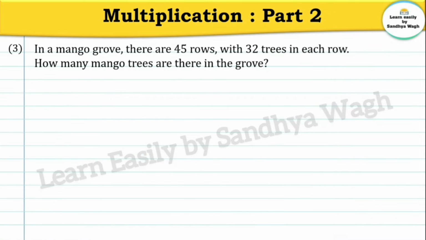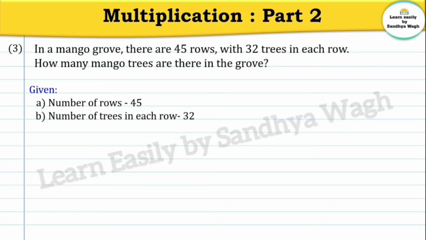Next example, in a mango grove, there are 45 rows with 32 trees in each row. How many mango trees are there in the grove? Given number of rows 45, number of trees in each row 32.